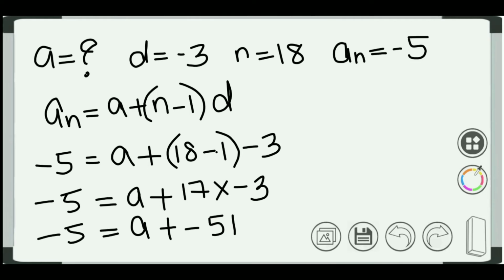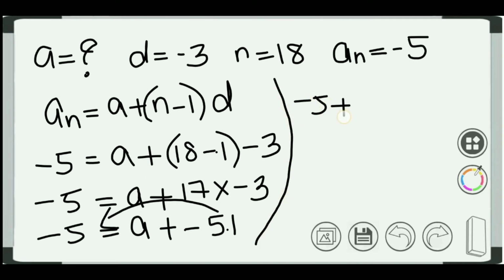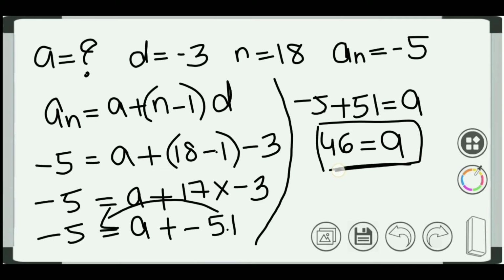Now I am taking this 51 this side. So minus 51 will become plus 51. Okay. So minus 5 plus 51 equal to A. That is 51 minus 5, 46. So you got the value of A as 46.